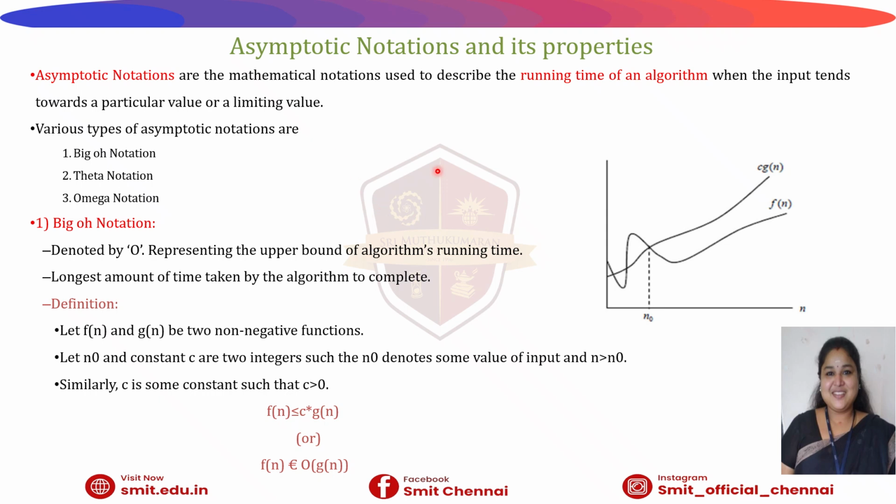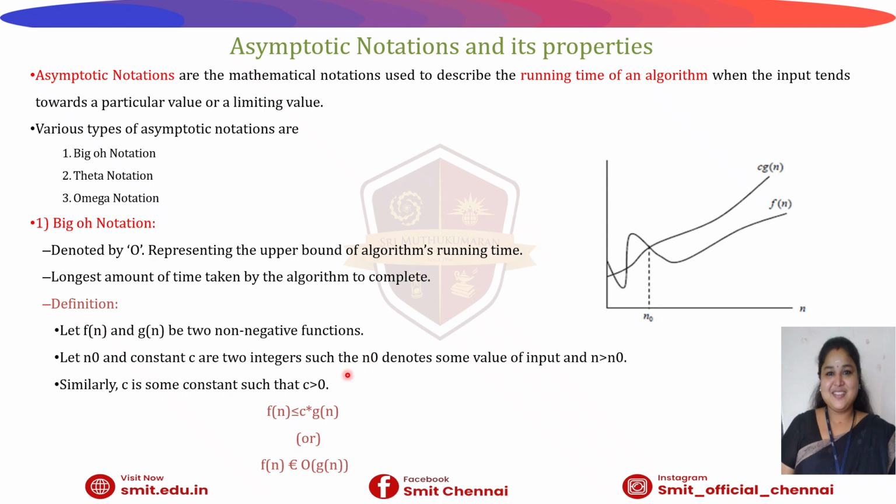Big O notation is represented as O, the biggest O, and represents the upper bound of algorithm running time, and it also takes the longest amount of time compared to other algorithms. The definition: let f of n and g of n be two non-negative functions, c be a constant value, and n0 represents the boundary value where it started. And n is the maximum value taken.